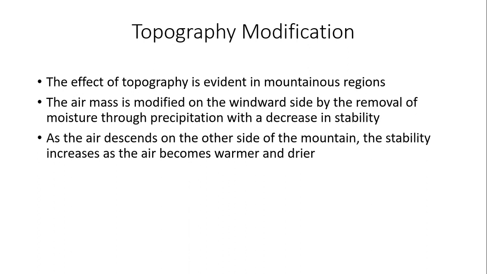Additional modifications occur across the western United States with the Rocky Mountains. The air mass is modified primarily on the windward side by the removal of moisture. Everything precipitates out on the windward side of the mountain range, with a decrease in stability as the air rises in the vertical. But as the air comes down the other side of the mountain range, the stability is going to increase. As the air sinks, it warms and dries out, becomes more stable, and there you have it.